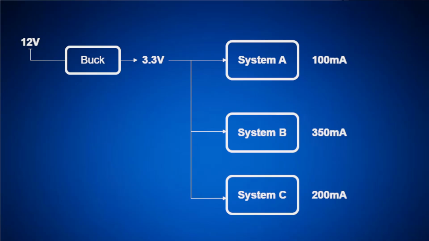For example, let's say you have 3 subsystems in your design that all require 3.3 volts to operate. Subsystem A might draw 100 milliamps, subsystem B might draw 350 milliamps, and subsystem C might draw 200 milliamps. So the total expected current draw of your 3.3 volt power supply is going to be around 650 milliamps.